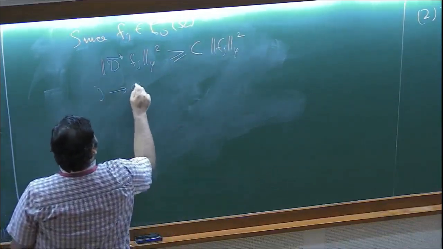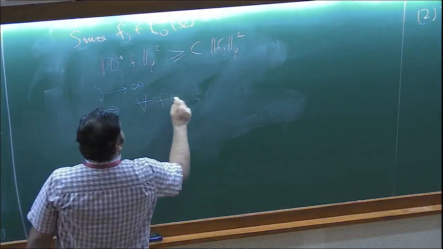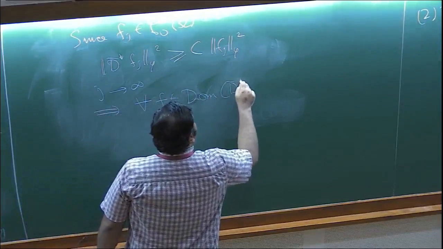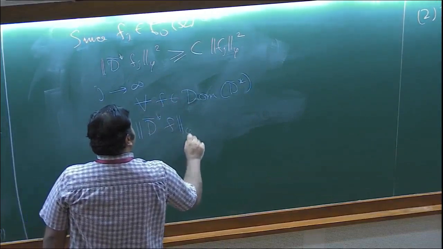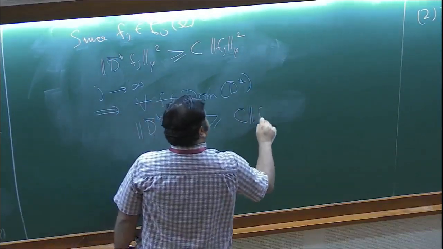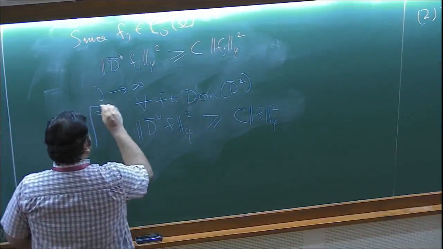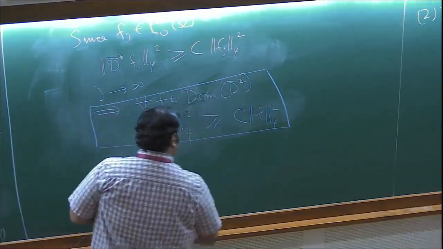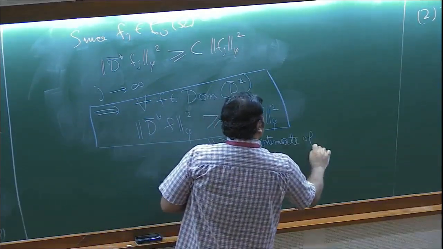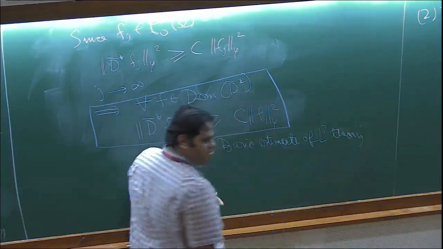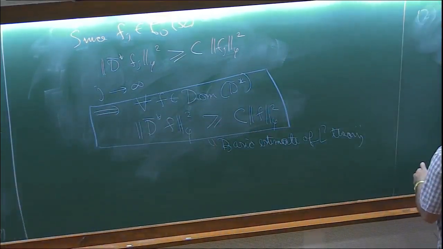And now let j go to infinity. By the two facts there, I immediately see that for all f in the domain of d bar star, we indeed have the norm of d bar star f phi squared is greater than or equal to c times norm of f phi squared. So this is my boxed formula. So this is the basic estimate of L2 theory in its one variable and very simple manifestation. Okay, so now with this estimate, we are actually ready to prove our result. So let's do that.